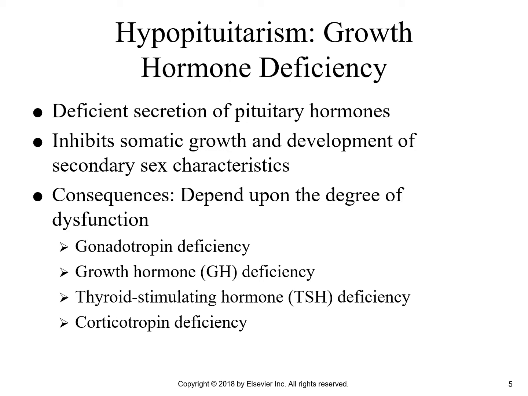Hypopituitarism is the growth hormone deficiency. If you look on page 1395, box 47.1, it will show you the clinical manifestations of panhypopituitarism. There's a deficient secretion of pituitary hormones, and this inhibits somatic growth and development of the secondary sex characteristics. This is like things that change in puberty. It depends upon the degree of dysfunction, and these are 4 of the hormones that would be involved in this change.